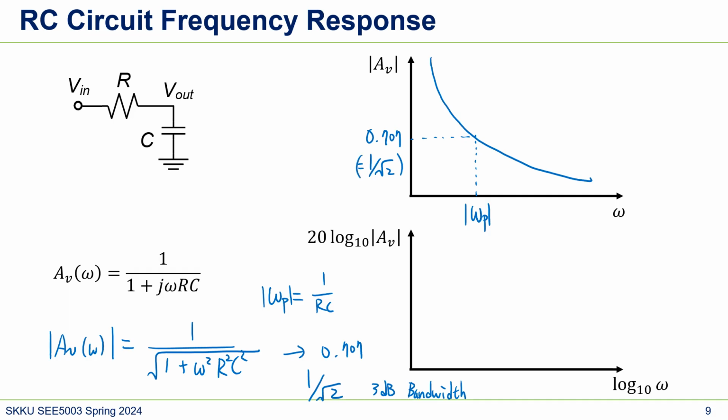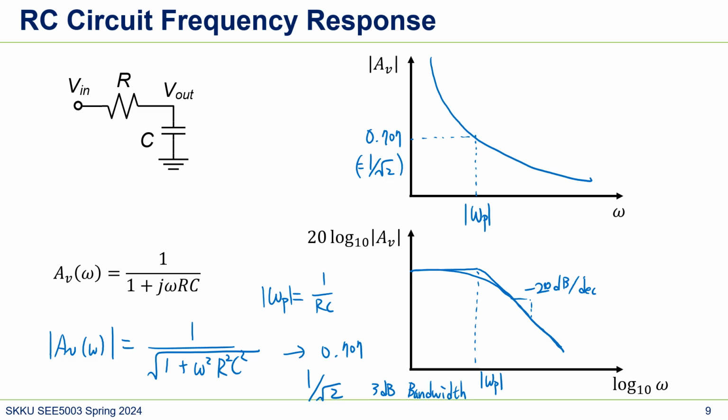But if you use a log scale, then it will be like, so at DC the gain is here, and then the gain keeps decreasing like this, and then here is, well, omega P, and then this one is minus 20 dB per decade. So it basically looks like this. This is a Bode plot.